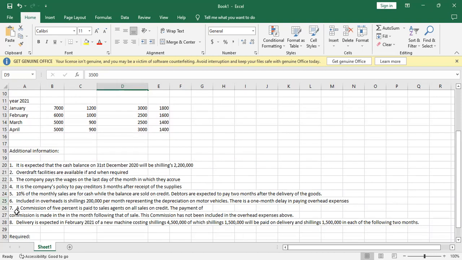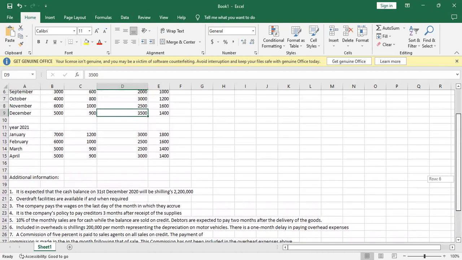A commission of 5% is paid to sales agents on sales on credit. The payment of the commission is made in the month following that of sale. This commission has not been included in the overhead expenses. And then delivery is expected in February 2021 of a new machine that was acquired at 4.5 million, of which 1.5 will be paid on delivery, that is February, and 1.5 in each of the following 2 months, that is March and April.